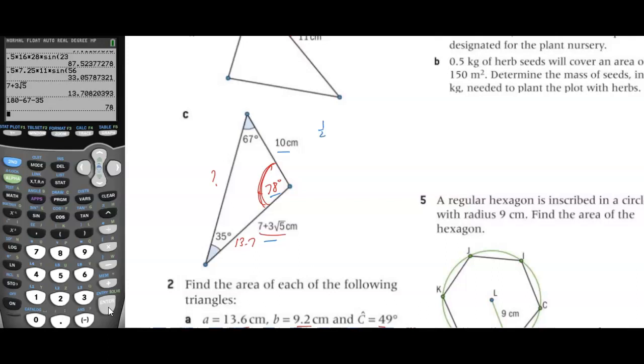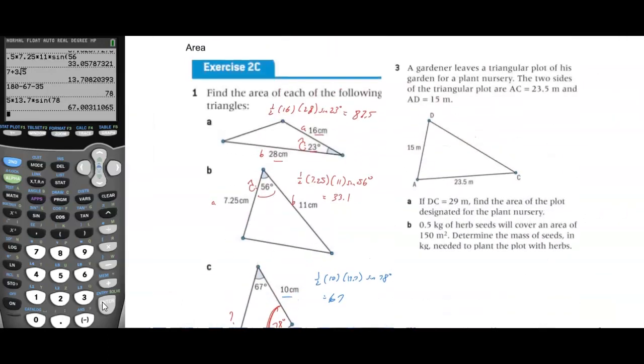I could put 1/2 times 10 times 13.7 times the sine of 78 degrees. So that would be 0.5 times 10 is 5 times 13.7 times sine of 78. Enter. And the answer is 67. So the area of this triangle is 67. All right, now we can go down to number 2.